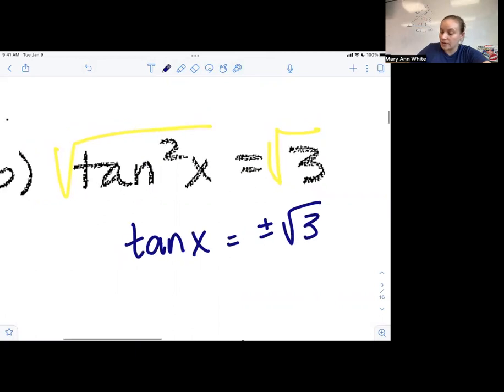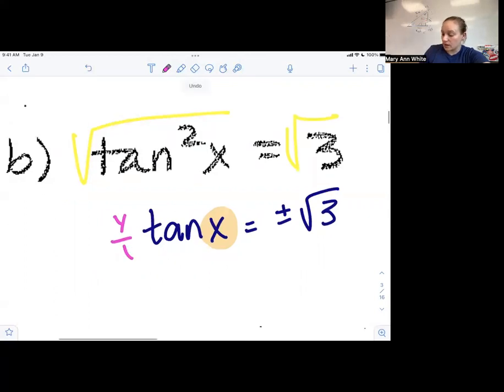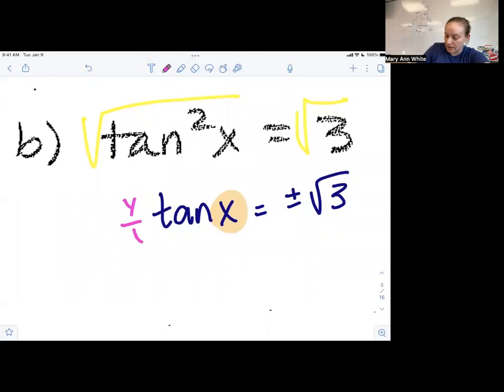Okay. And so I'm asking myself, okay, what angles are going to give me a tangent of plus or minus root 3? We just were doing tan a minute ago, and we remember tan is y over x. To me, whenever we get these root 3s, we've done a few of these, so I feel like you should kind of have this in the top of your head.